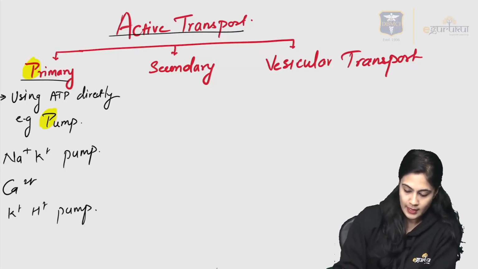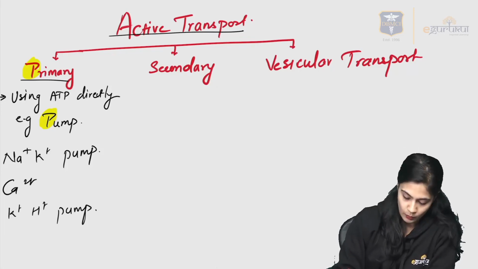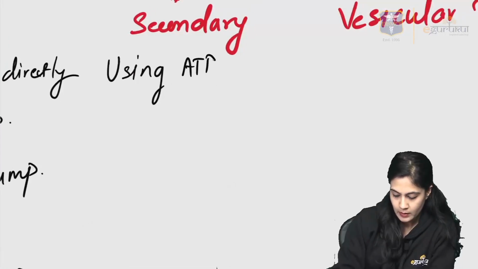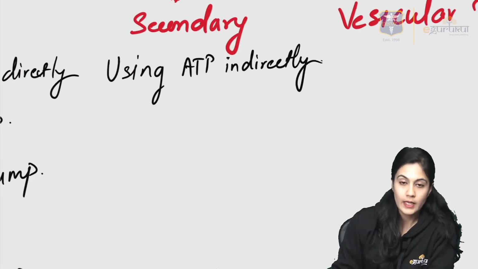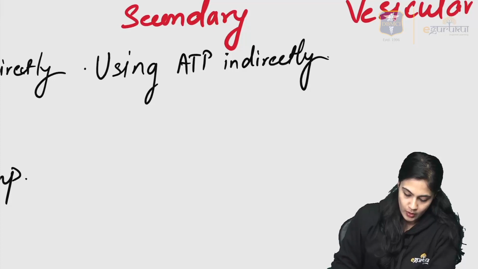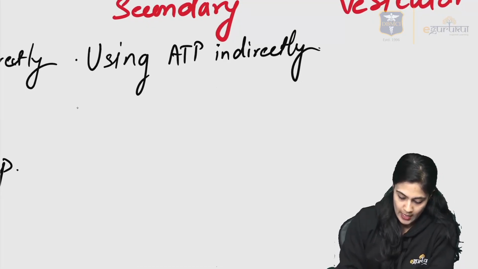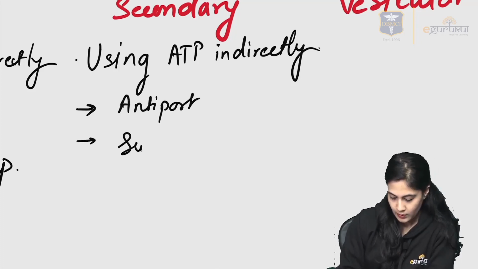Let's discuss the secondary. It is active transport, so it is also using energy. Then what's the difference? It is using ATP indirectly. It is using the energy indirectly, so it is known as secondary active transport. And examples of it are antiport and symport.